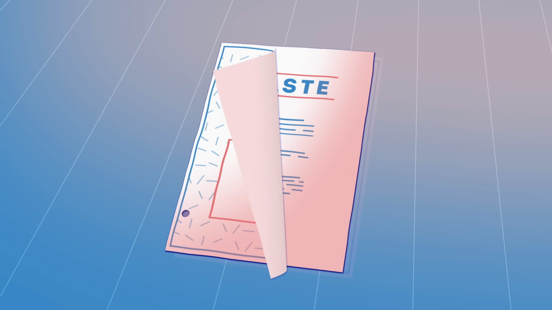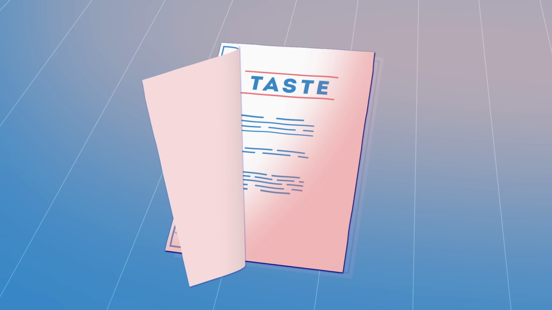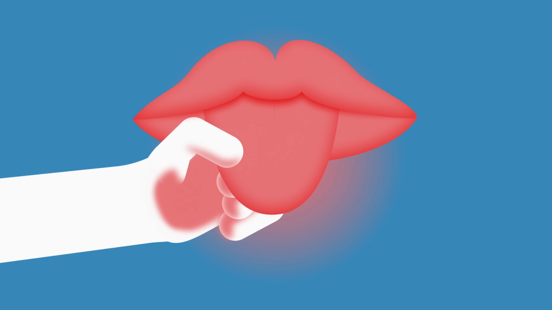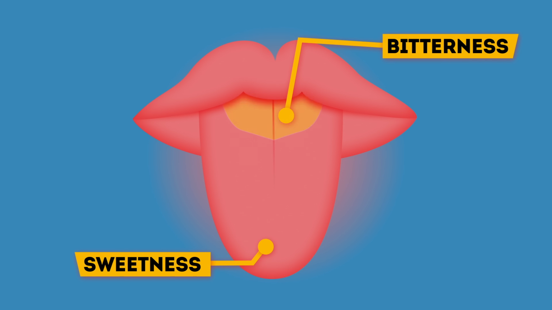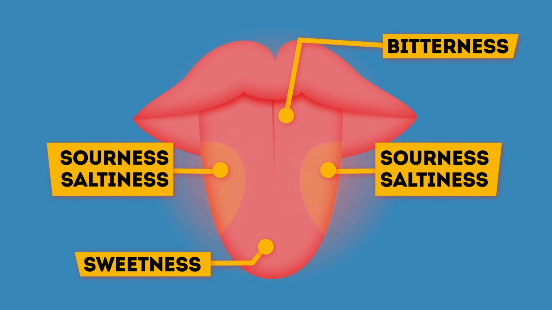In 1901, David Hänig published a paper that forever changed our understanding of taste. His research led to what we know today as the taste map, an illustration that divides the tongue into 4 separate areas. According to this map, receptors at the tip of our tongues capture sweetness. Bitterness is detected at the tongue's base, and along the sides, receptors capture salty and sour sensations.